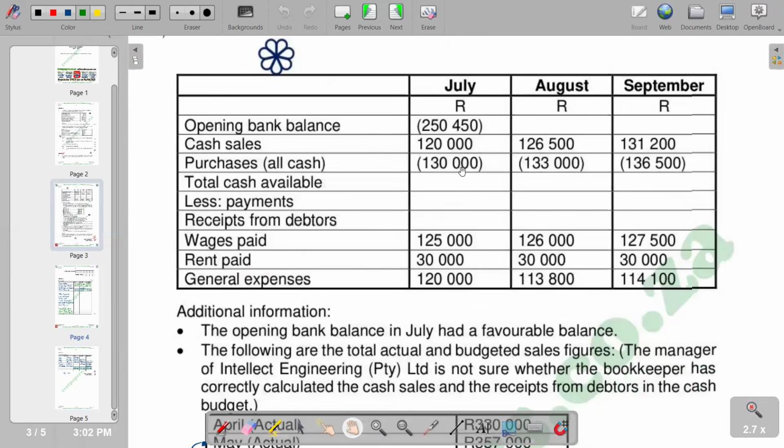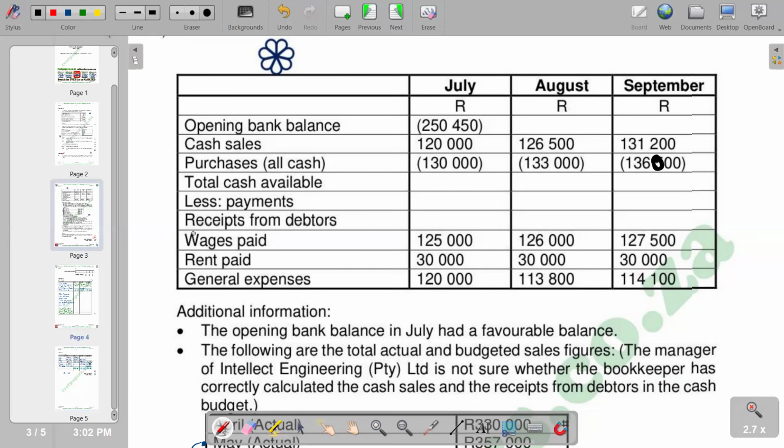So you can take 130,000 as it is, 133,000 as it is, 136,000. So we can just maybe make a correction in terms of 136,500. This figure is supposed to be 136,000. So to be our total cash available. Sorry, our purchases, which is cash purchases. So cash purchases for September, as a correction, is supposed to be 136,000.